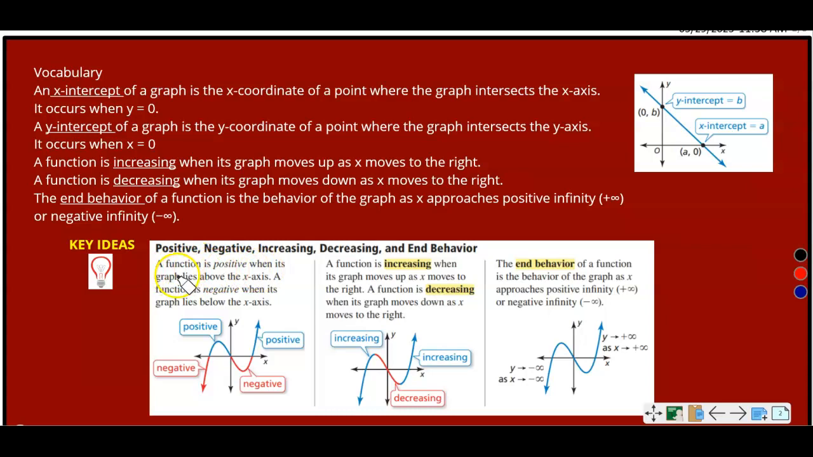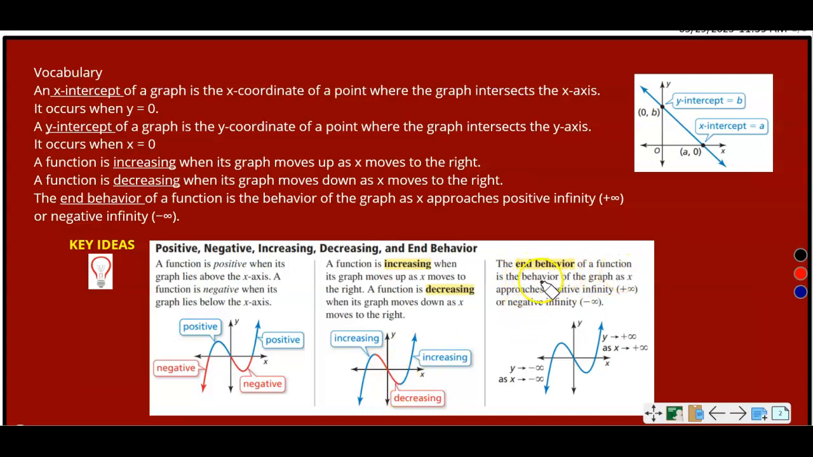A function is positive when its graph lies above the x-axis. So you can see here's the x-axis. When it's below the x-axis, it's considered negative. When it's above the x-axis, it's considered positive. Increasing is when it moves up from left to right. So if it's going up from left to right, this is considered increasing. If you're going from left to right and it's going down, that's considered decreasing.